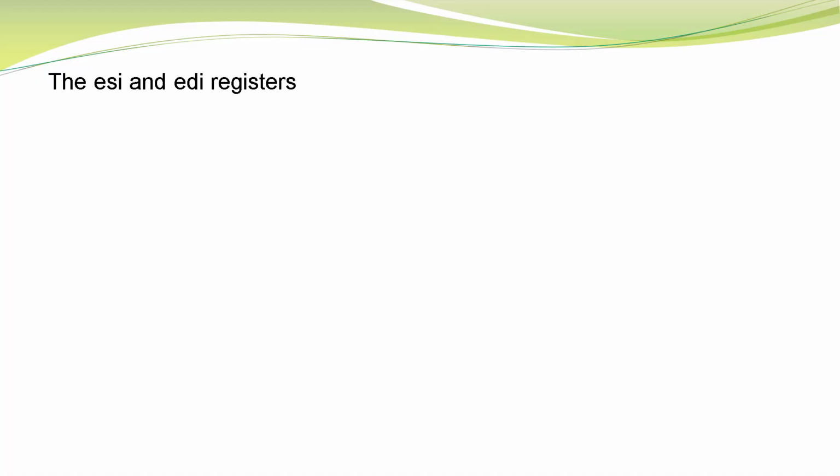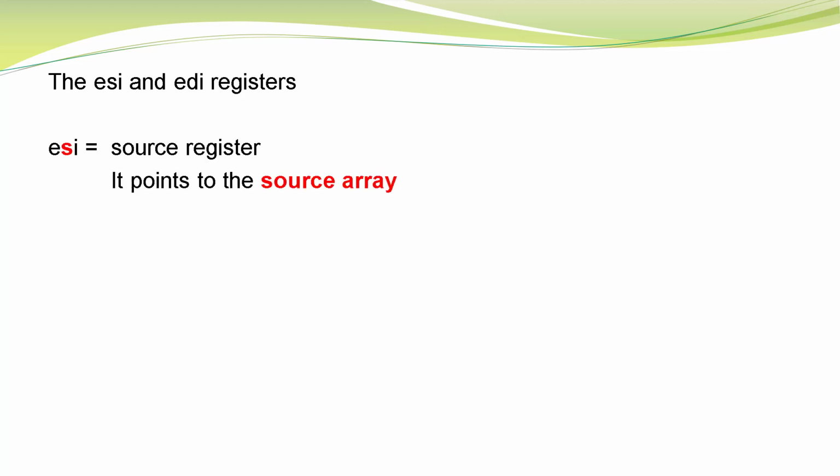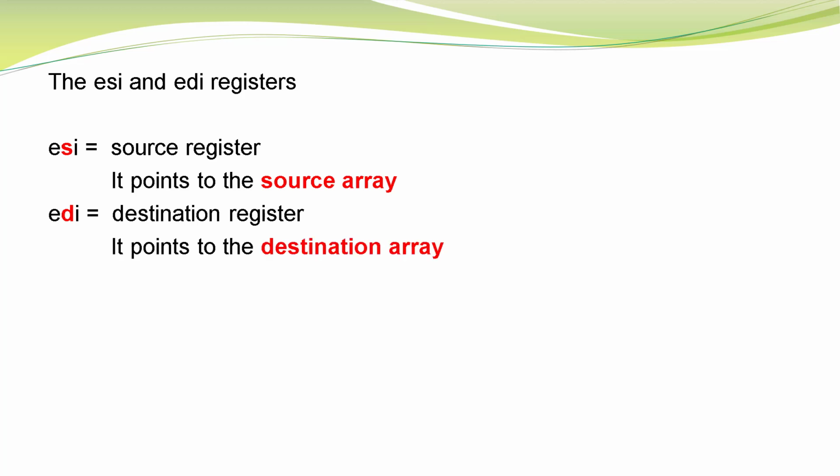So for just a second, let's consider the ESI and the EDI registers. In the ESI register, the S stands for source. In the EDI register, the D stands for destination. All of the instructions we're going to look at use the ESI register as the source register and the EDI register as the destination, which means you've got to set these up accordingly.